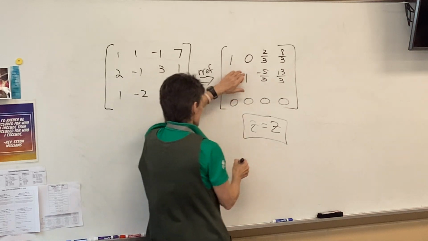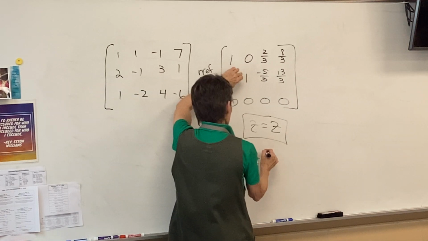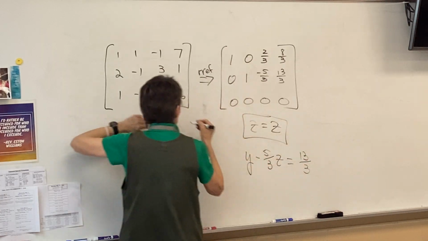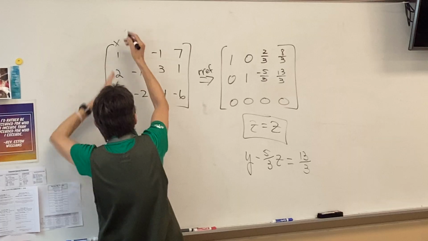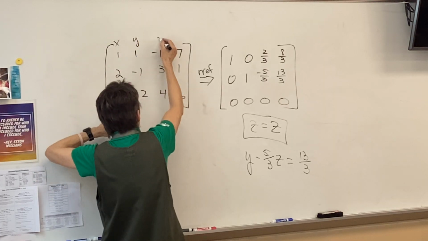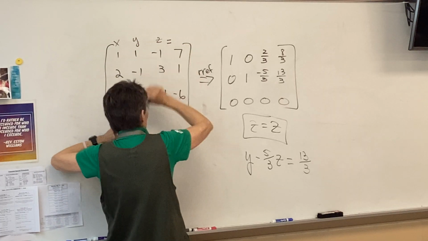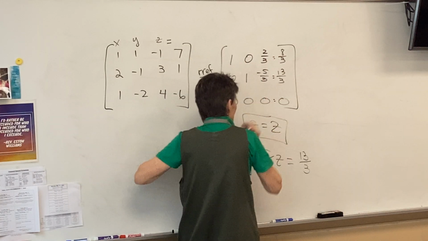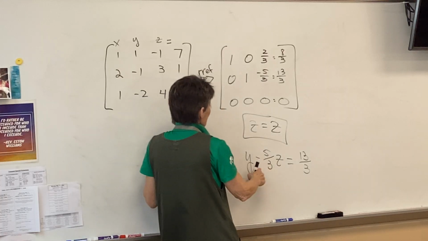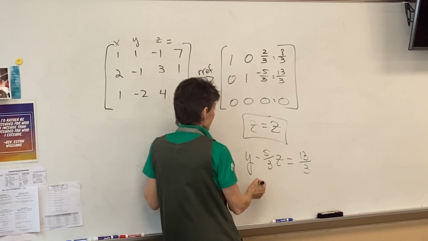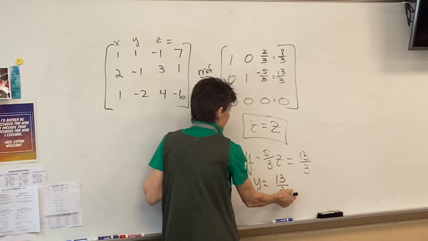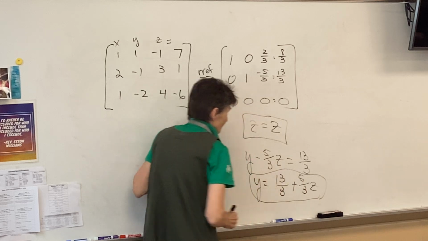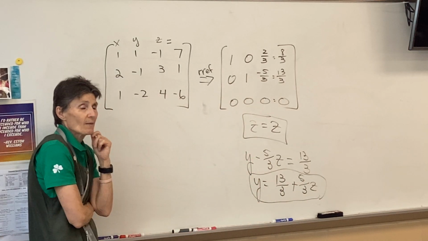Okay, so this row says Y minus 5/3 Z equals 13/3. Remember when you built your system, these were X's, Y's, Z's, there was an equals here. So that equals is still there. So Y minus 5/3 Z equals 13/3. So Y equals 13/3 plus 5/3 Z. Anybody have a question about that?